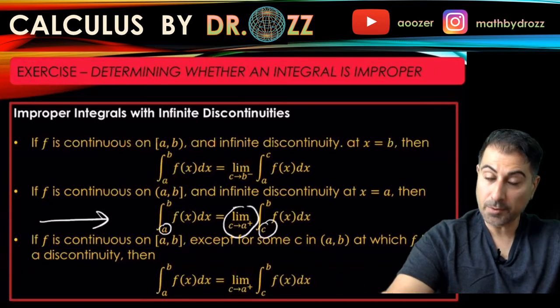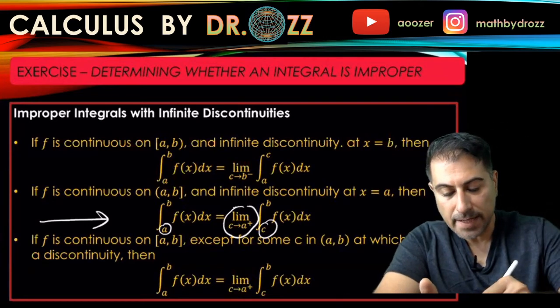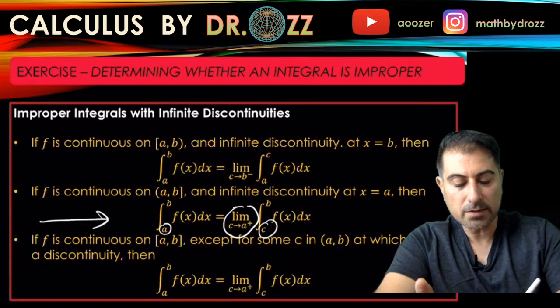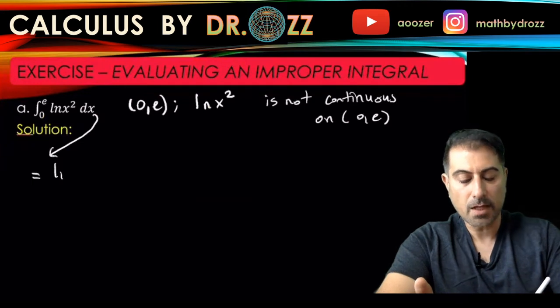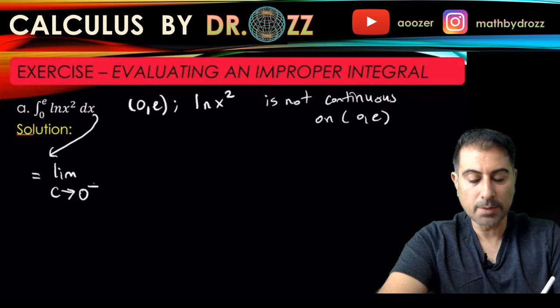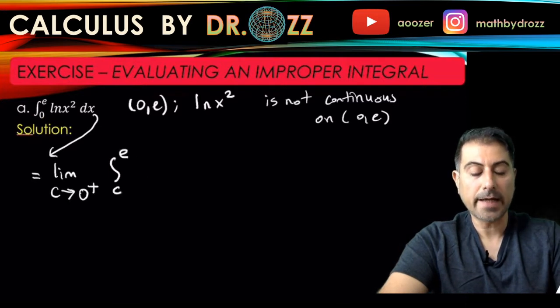So c is going to approach, in other words, 0 from the right. Okay. So let's go back and use this strategy over there. So this limit is equal to the limit as c approaches 0 from the right, 0 plus, right? And the lower limit is going to be c, the upper limit is going to be e, and I'm going to try to integrate ln x squared.